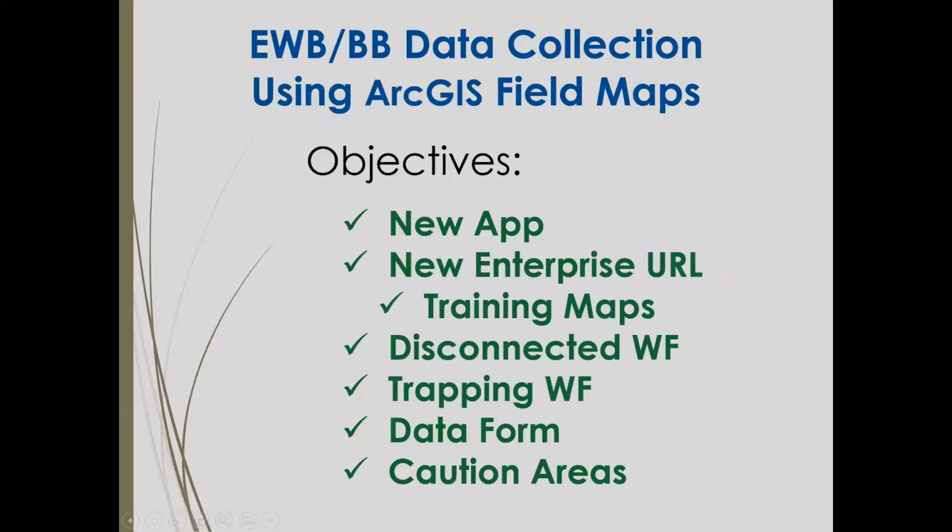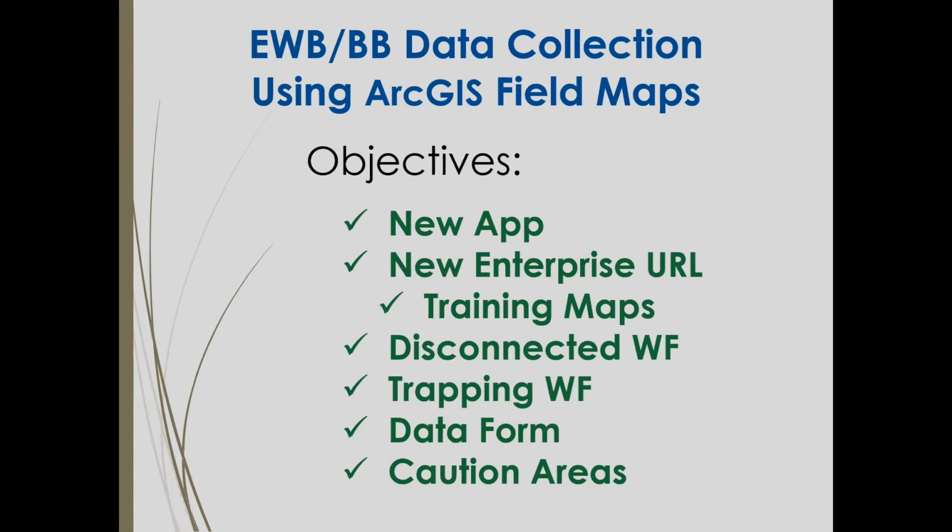So what we're going to talk about today, we already broached a little bit. There's a new app. Instead of Collector, the company that makes Collector has upgraded to something called Field Maps. We'll talk about what that is. There is a new enterprise URL. Signing into that app looks exactly like it did in Collector for those who used Collector last year. And now training maps are hosted on another site as well. So we'll sort that out a bit.